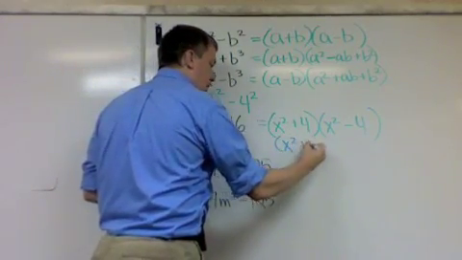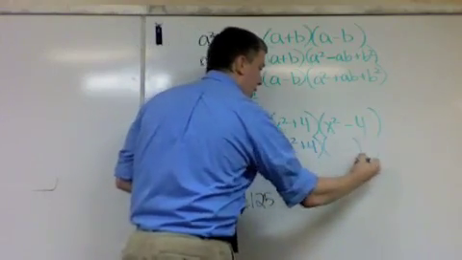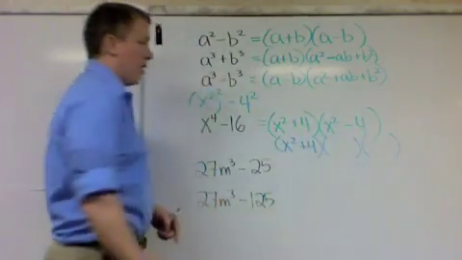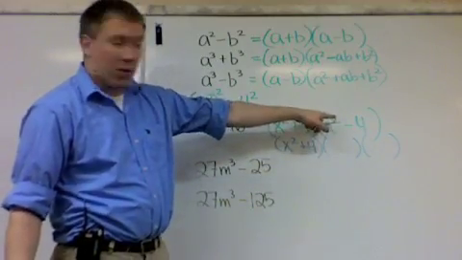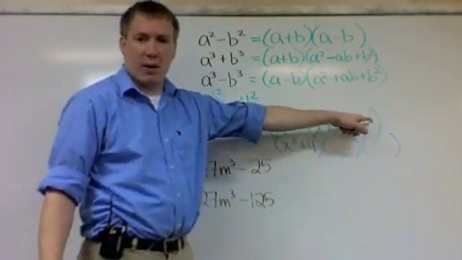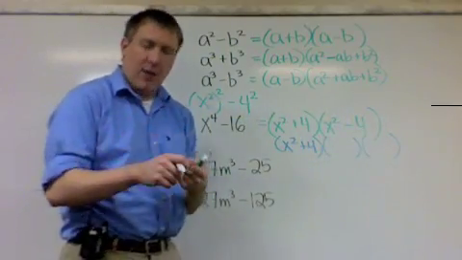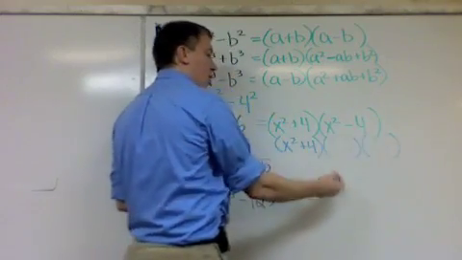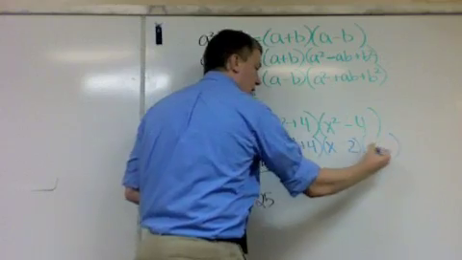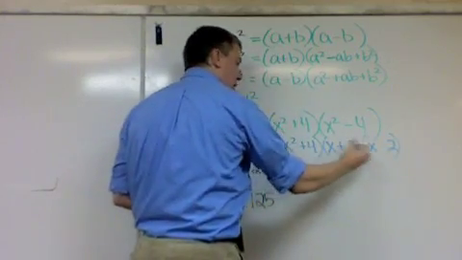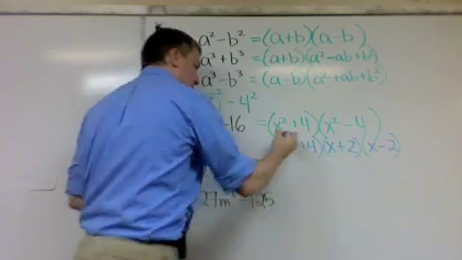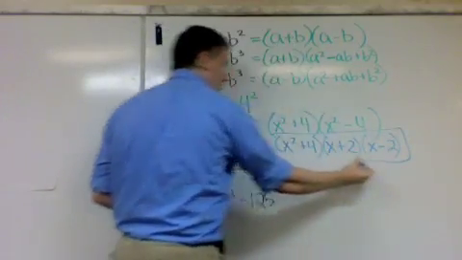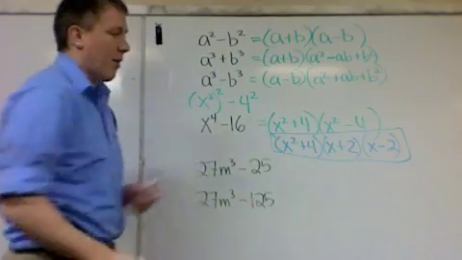So x squared plus 4, that stays the same. And then the next step is to factor that. And this is x squared minus 2 squared. Okay, so basically if I take the square root of both, the square root of x squared is x. The square root of 4 is 2. So I have x and 2, and one is plus, and one is minus. And so now I have fully factored this problem.